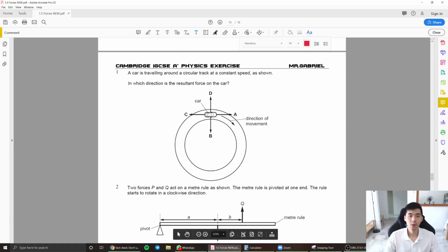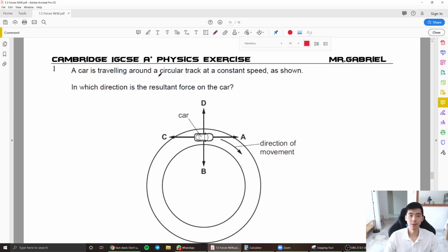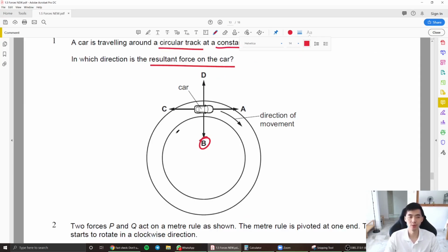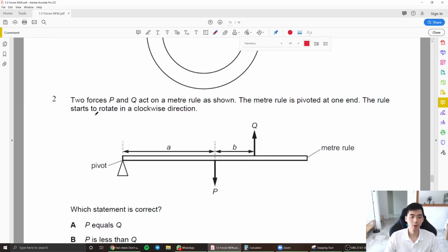Okay, looking at the final exercise here, question number 1. A car is traveling around a circular track at a constant speed as shown. In which direction is the resultant force on the car? Now you guys have to understand that whenever any object is moving in a circular motion, there will always be a resultant force and also acceleration towards the center of the circle. This is always asked in your IGCSE questions, so make sure to circle anything that is pointing towards the center of the circle.